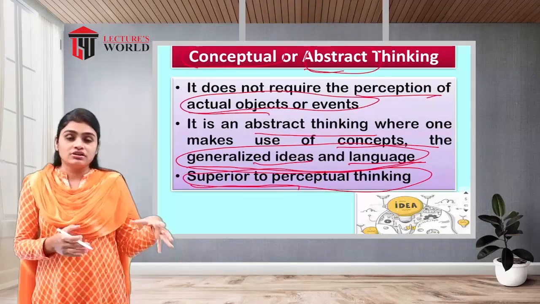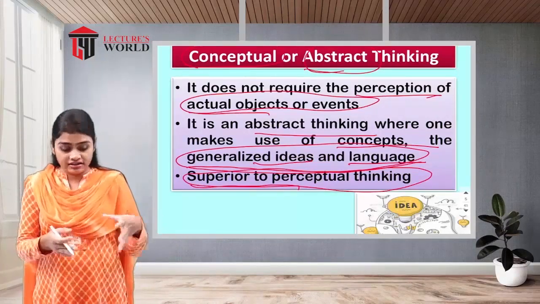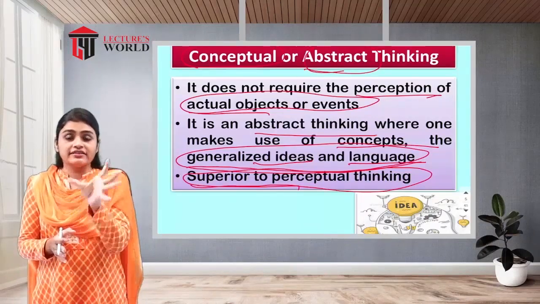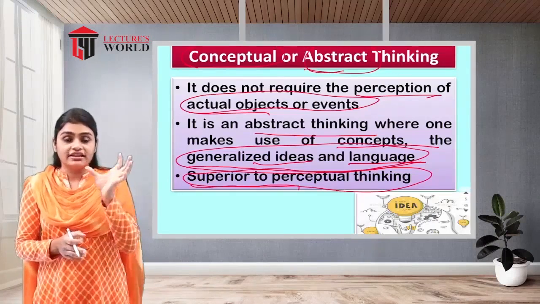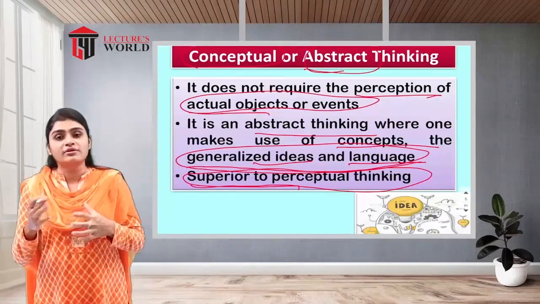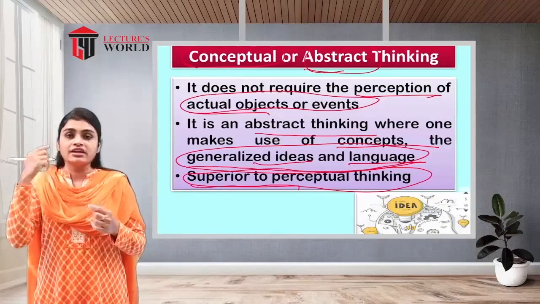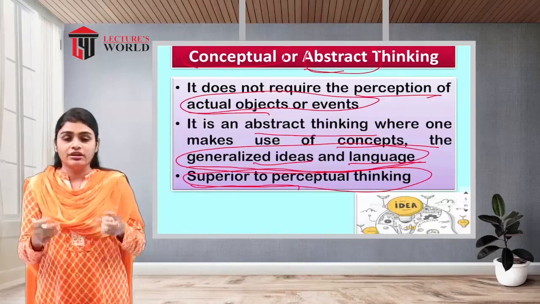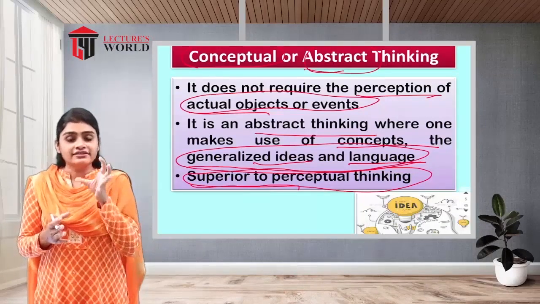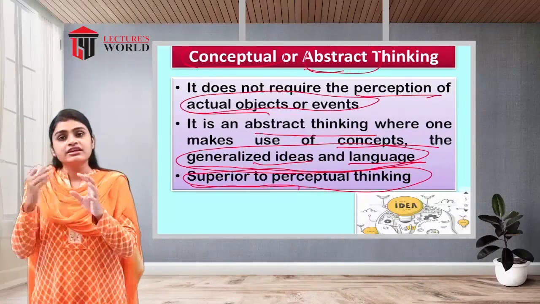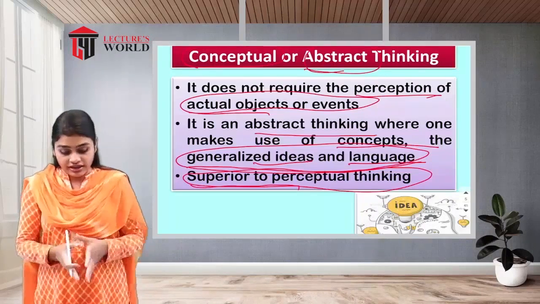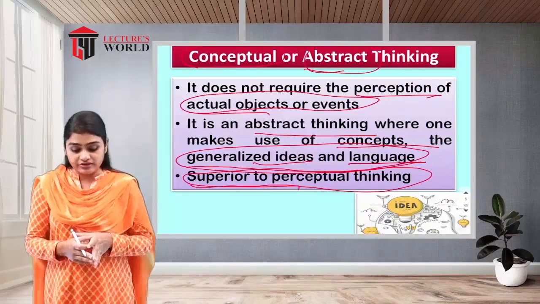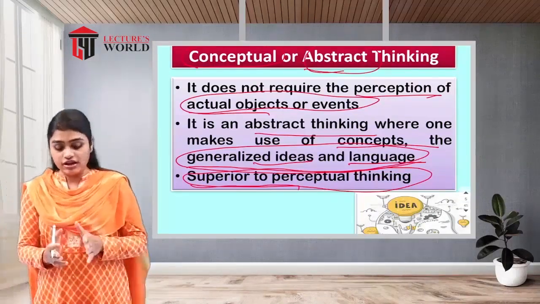This type of thinking process is superior to perceptual thinking, or we can say concrete thinking, because the objects are not there. That means some problems are initiated. There is a problem, and to seek the answer to that particular problem, our thinking process is going to be triggered. So that's why it is called superior to perceptual thinking. So this type of thinking is called your conceptual or abstract thinking.